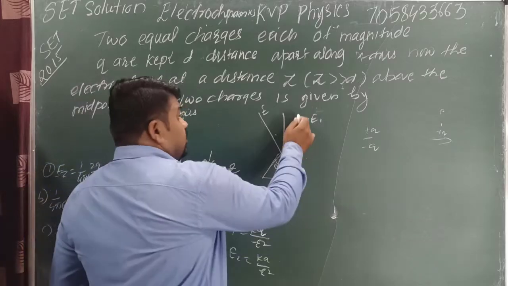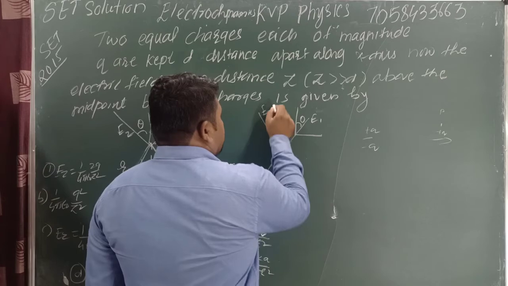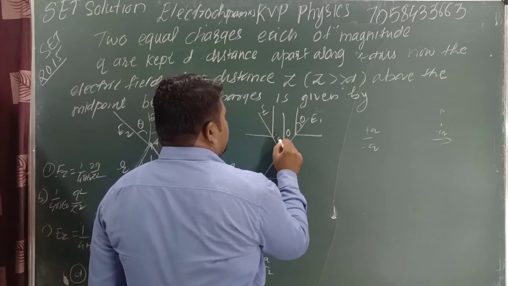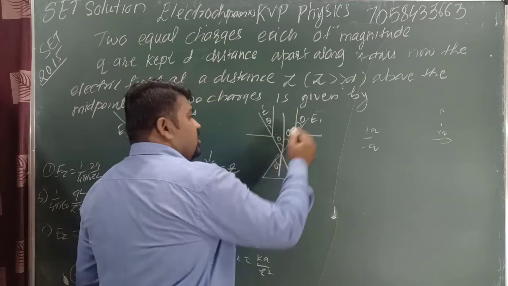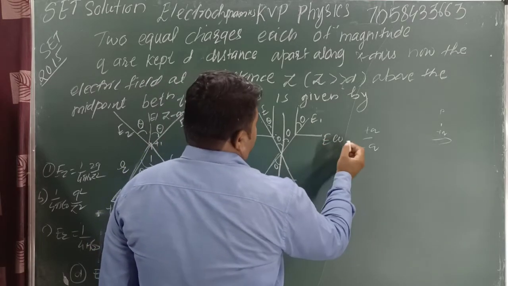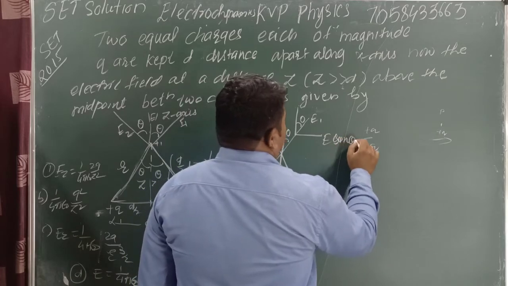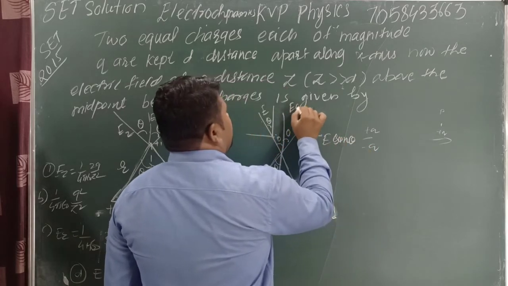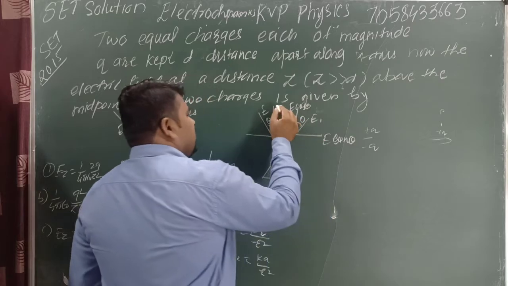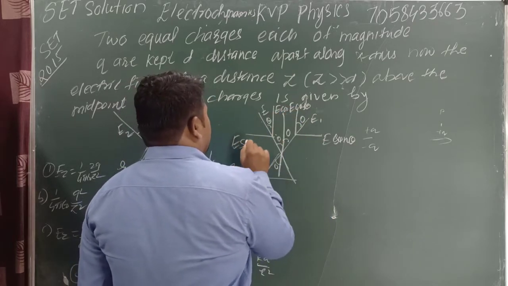This is equal to theta. Draw the parallel line to this one. This is equal to theta, then this also theta. Draw the parallel line here also. This is equal to theta, then this also theta. With this, E1 is resolved into two parts. This one on the front side is E sin theta, and this one is E cos theta. Similarly, here also E cos theta, and this one is E sin theta.